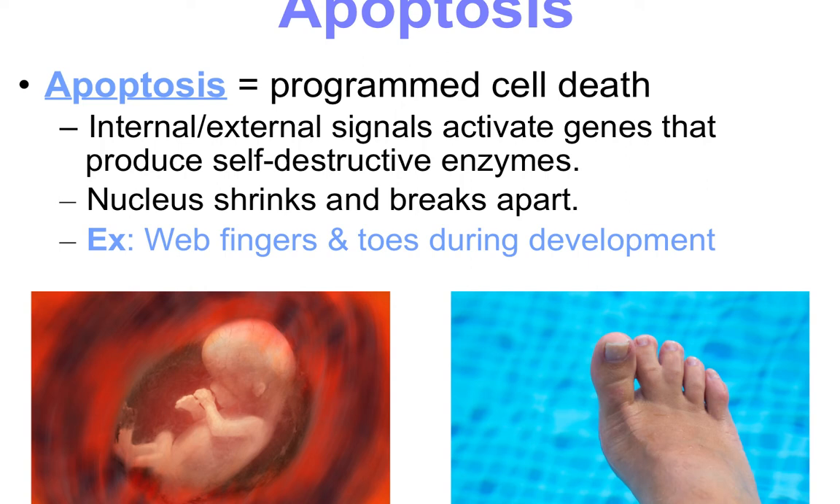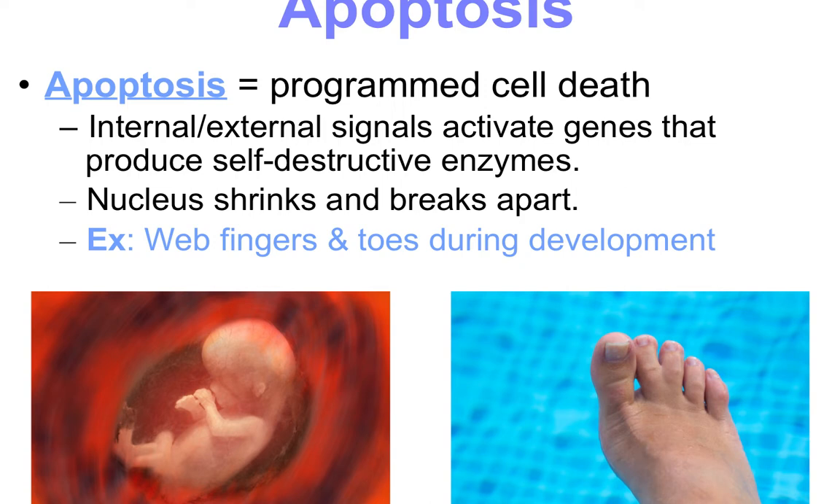Apoptosis. That's programmed cell death. We've heard of that before when we looked at lysosome organelles inside of the cell. But this is an internal and external signal to activate genes that produce self-destructive enzymes. The nucleus ultimately shrinks and breaks apart.